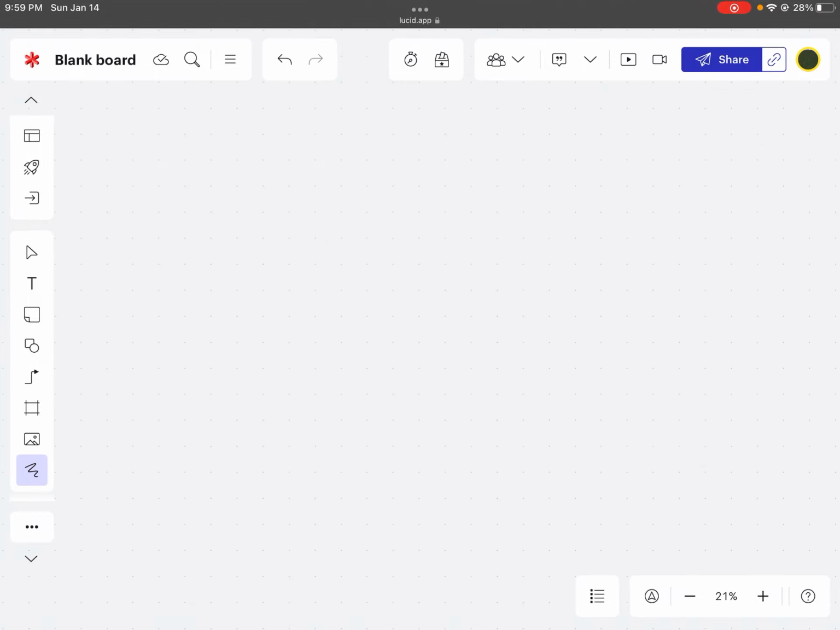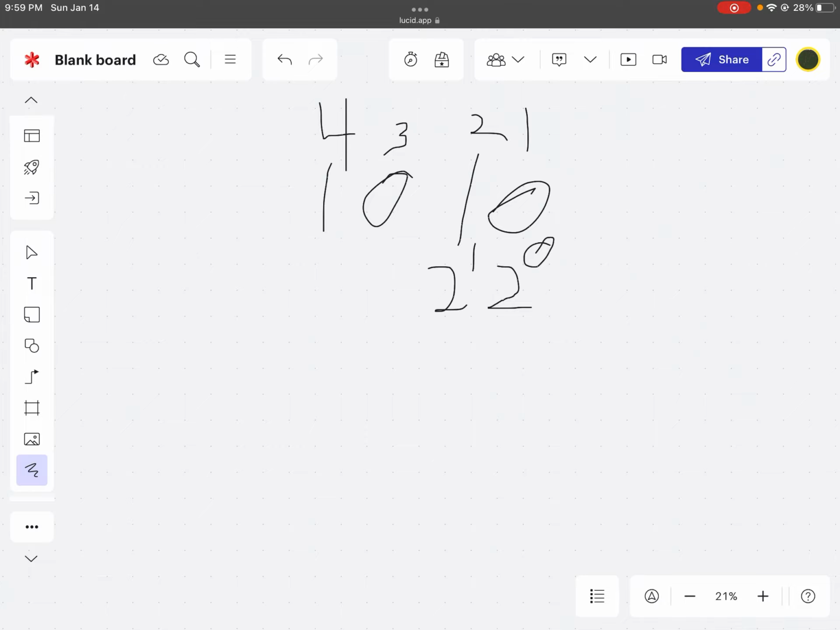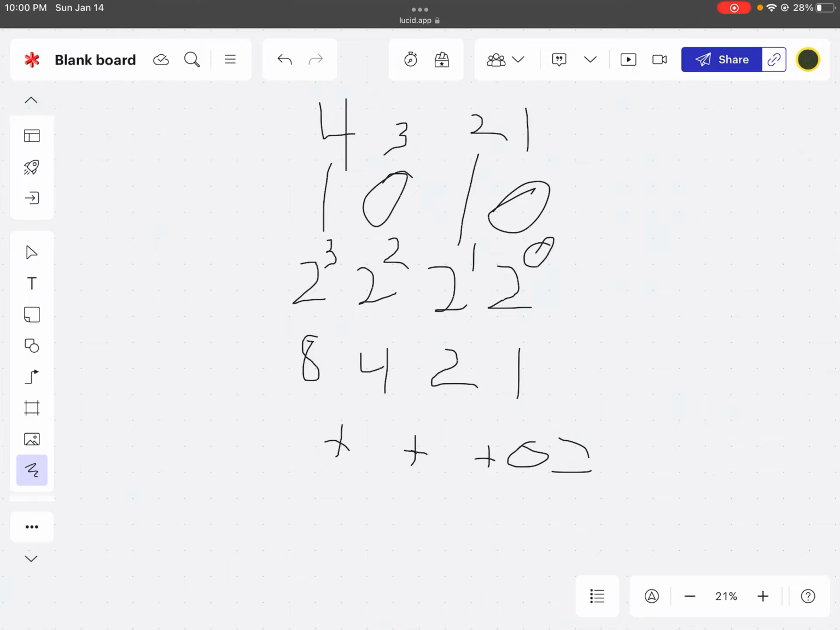Now let's talk about binary again. How exactly do I read binary? Let's say you have 1, 0, 1, 0. Each of these is 2 to the power of their place value minus 1. So this would be 2 to the power of 0, 2 to the power of 1, 2 to the power of 2, 2 to the power of 3, which is 1, 2, 4, 8. So first, 2 times 0 is 0, 4 times 0 is 0, and then 8 times 1 is 8. So this one is 10.